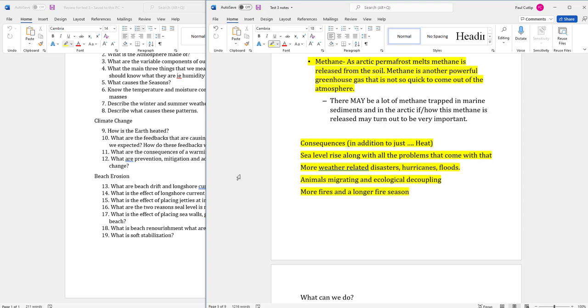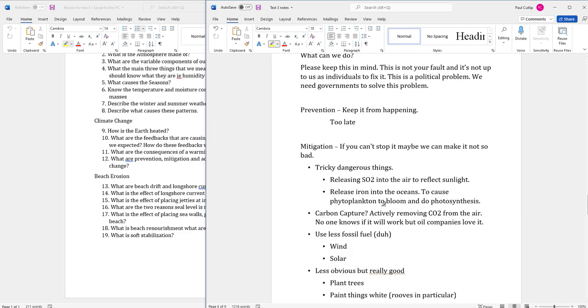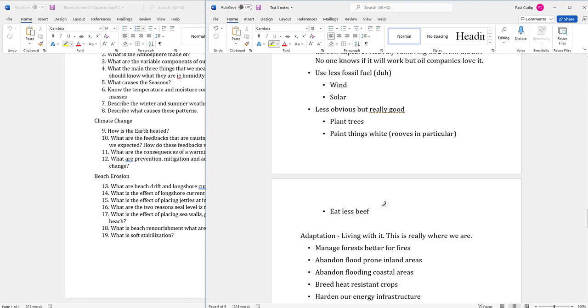Animals migrating, ecological decoupling, where an insect migrates and it loses its plant, and so now the insect and the plant are in trouble. And then fires, more fires, longer fire season, more fires. We're burning through our entire firefighting budget in like the first 3 months of fire season now. It's really insane. Okay, so there's that. Those consequences, that's consequences. And as far as our response goes, there's three things.